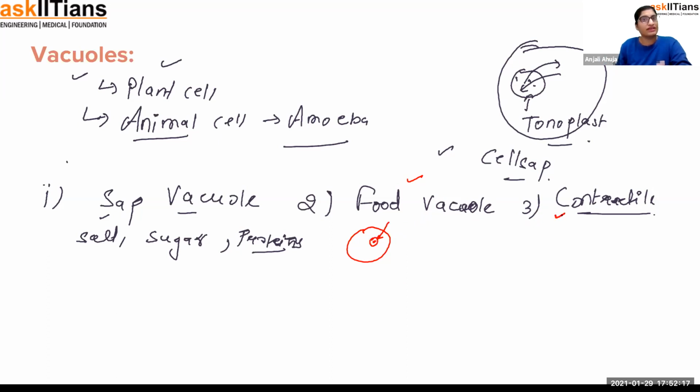Now, the third one is contractile vacuole. See, contractile vacuole is the one which is collecting liquid from the cell. In a unicellular organism like amoeba, it is present. So inside the cell, what is it going to do? It is going to take all the waste material from the cell and swell up. And then after swelling up, it will move toward the membrane, burst, and release everything out there. You're getting my point?